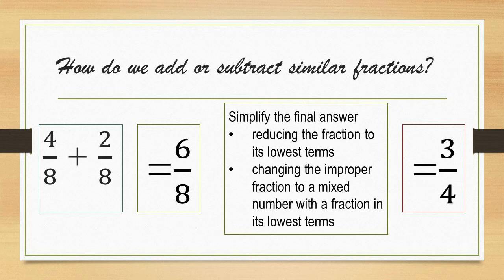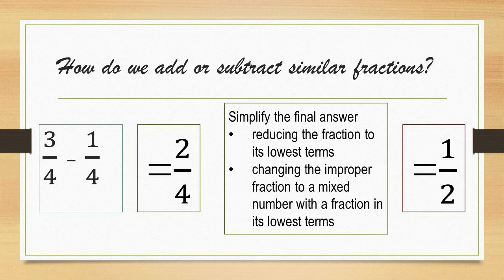Now, is 6/8 the final answer? No. 6/8 can be simplified through reducing the fraction to its lowest terms. In case the answer is an improper fraction, to simplify it, just change it to a mixed number with a fraction in its lowest terms. Therefore, the answer is 3/4.